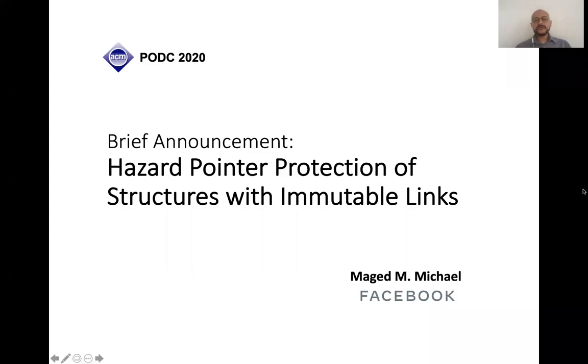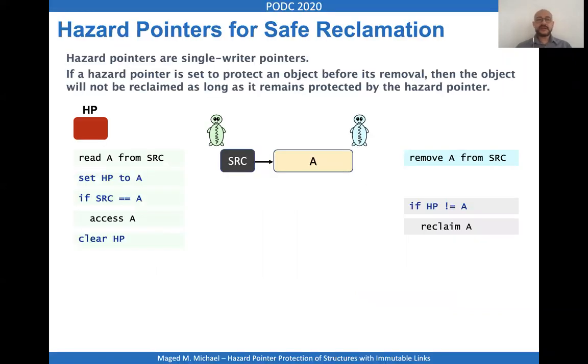I'll talk about an algorithm for hazard pointer protection of structures with immutable links. First, for background, I'll give a brief example of how hazard pointers work for safe reclamation.